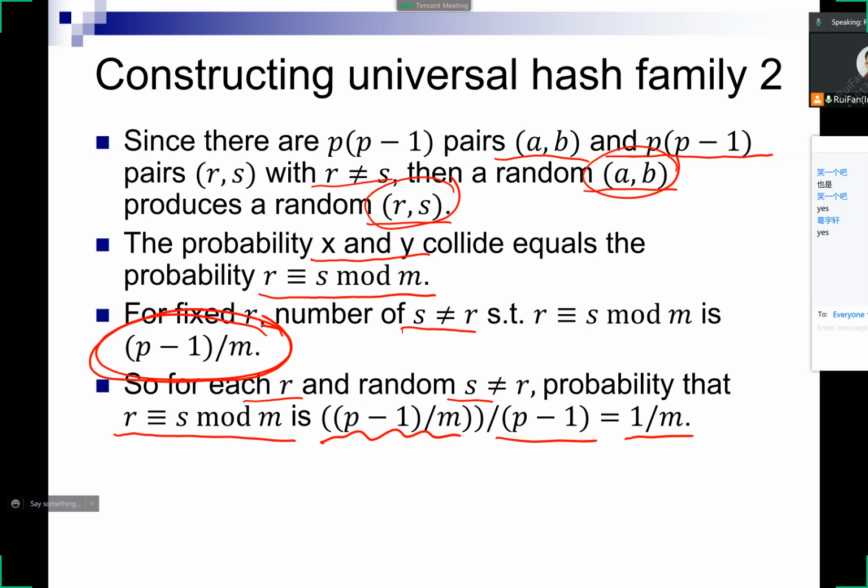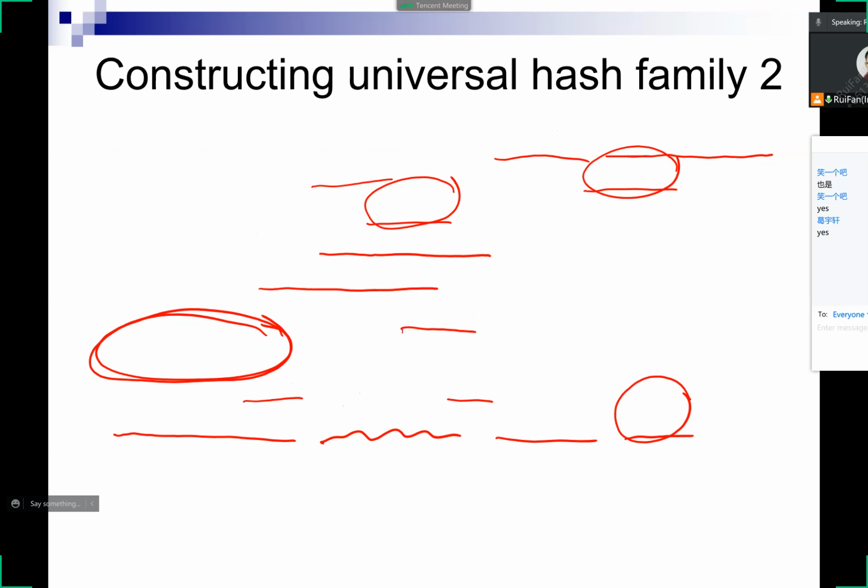Okay, and this is going to be 1 divided by m. And so this shows that if x and y collide, then that means that r and s are congruent to each other. And we just showed that this happens with probability 1 divided by m. So therefore, we've shown that for any two keys x and y, if you pick a random h_ab function, then x and y are going to collide with probability 1 divided by m. And so this means that this capital H_pm family is a universal hash family.